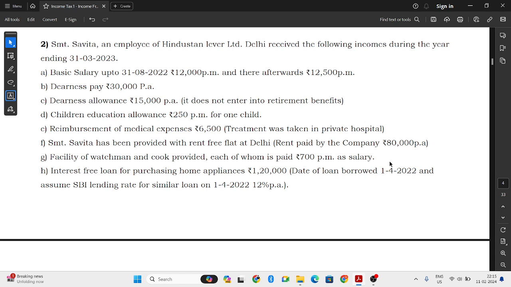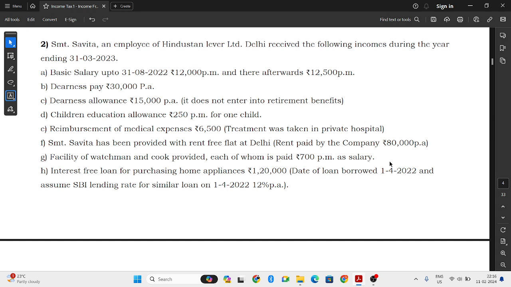Basic salary up to 31st August: till 31st August she has got 12,000 per month, and after August she has received 12,500 per month. DNS pay is 30,000 per annum. DNS allowance is 15,000, and it does not constitute retirement benefits, so DA is not entering into retirement benefit. Next, children educational allowance: 250 per month for one child.